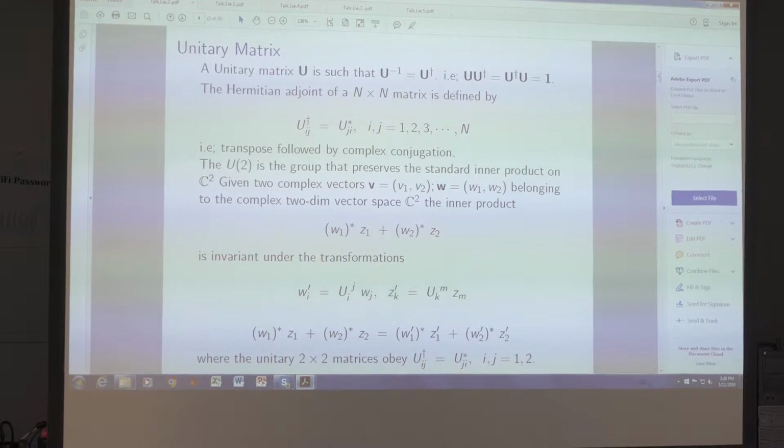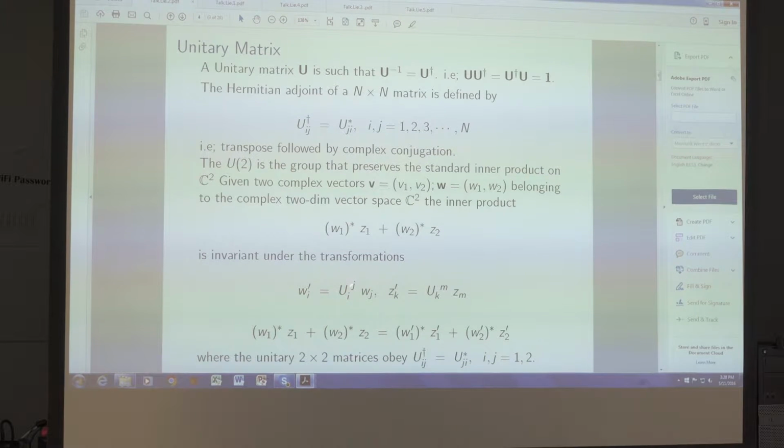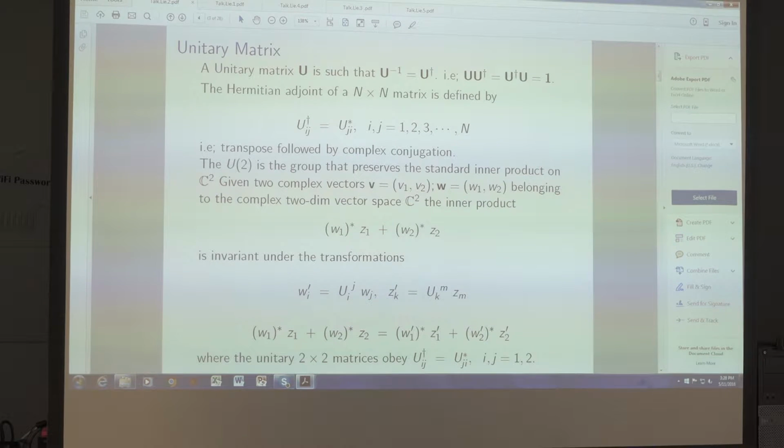And this inner product happens to be invariant under unitary transformations. So when you perform a unitary transformation, remember this is the 2 components of this vector. For example, this could be the 2 components of another vector. So when you take the inner product and you perform this rotation in this complex space, the inner product remains invariant. W1 star V1. These are the primes. These are the transformed components. So the inner product of the transformed components has to remain invariant.